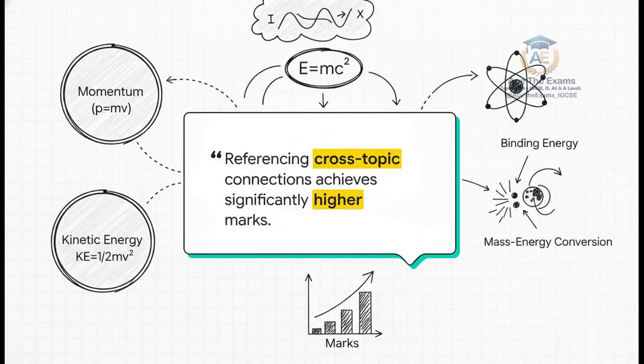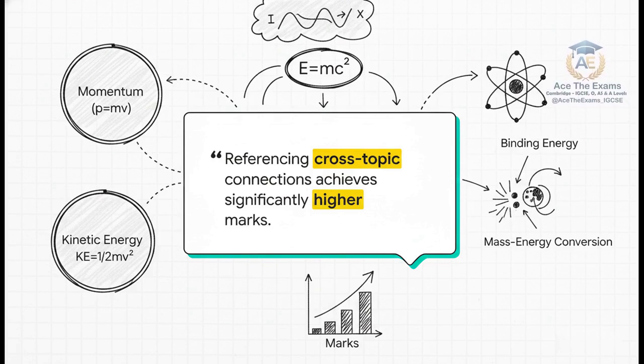And this brilliantly illustrates our ultimate goal. As the principal examiner reports explicitly highlight, candidates referencing cross-topic connections achieve significantly higher marks. Your theoretical architecture relies on integrating mass energy equivalence with totally different areas of the physics syllabus. E equals mc squared does not exist in a vacuum. Think about it. An alpha particle is emitted from a nucleus.